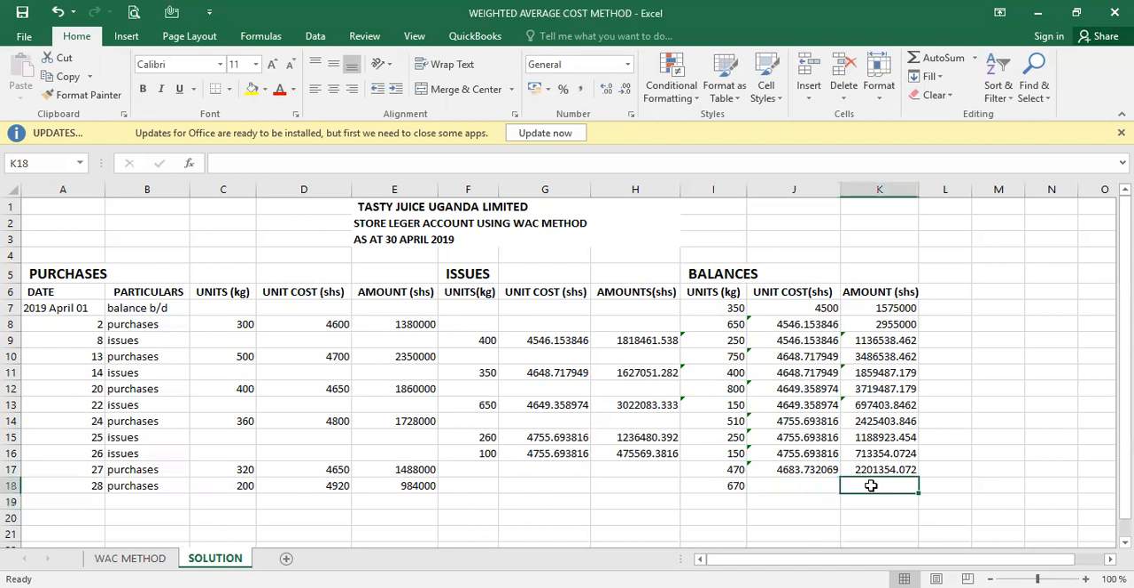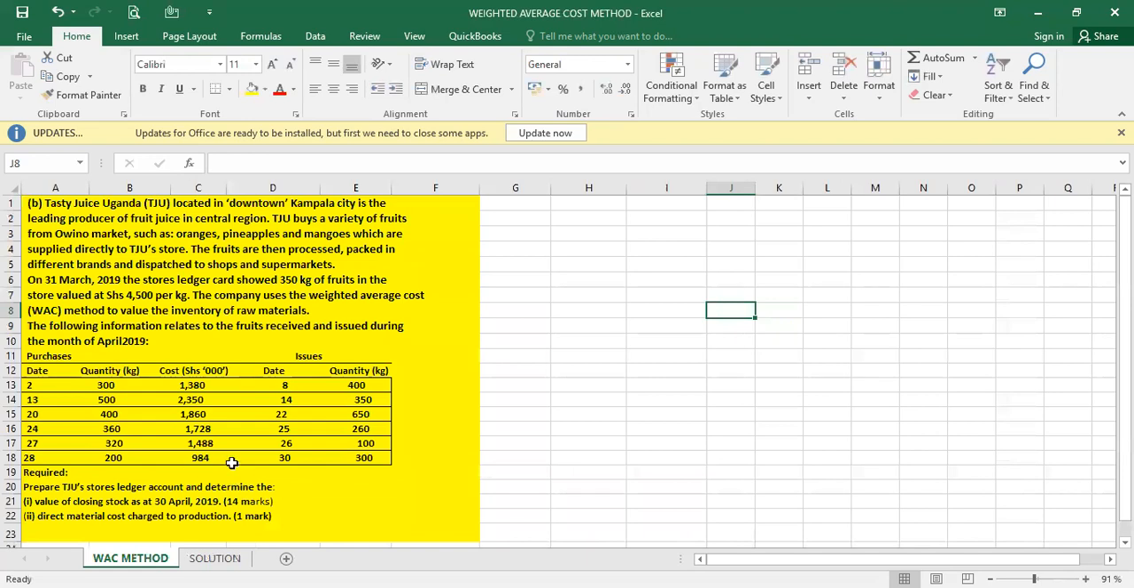So what will be our total cost? It will be the cost plus this 984,000, which will give us that. So we get our variable unit cost to be that, meaning if we are making any issue, then we shall be issuing at that price.